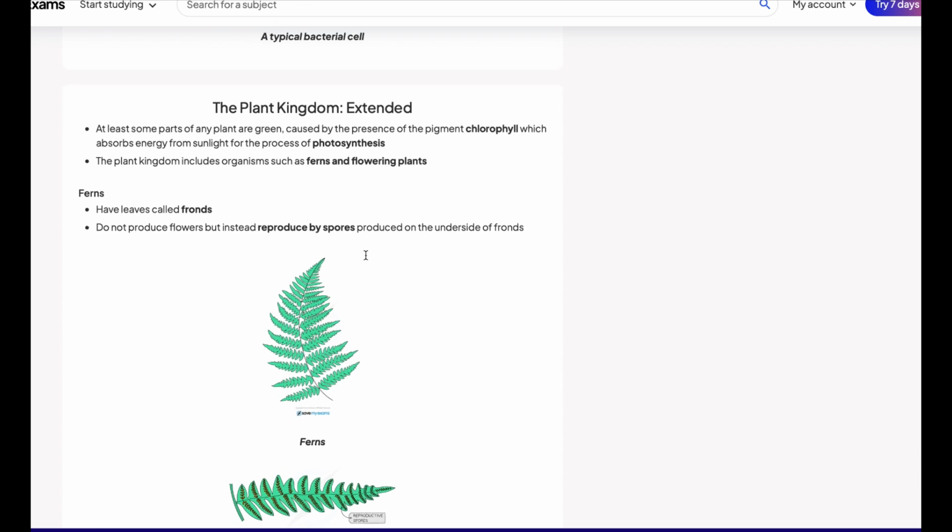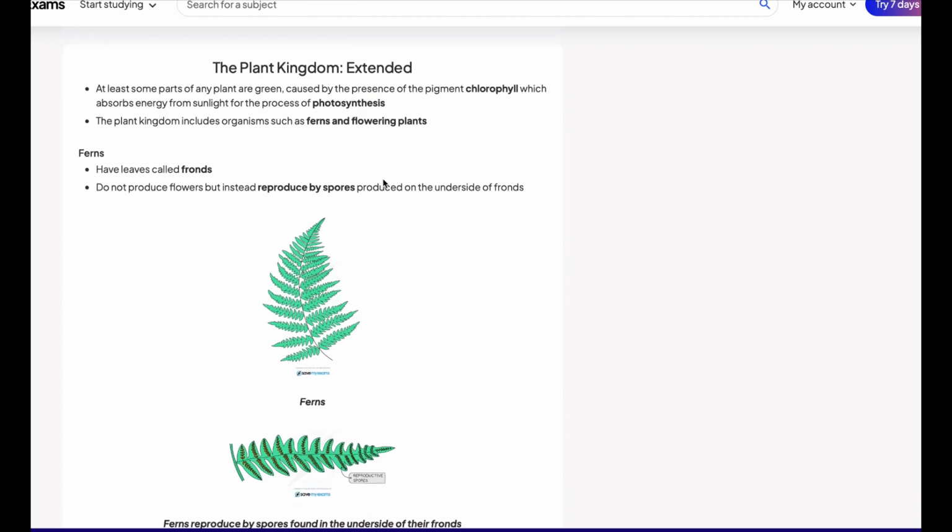Now the plants, let's quickly round up with the plants. We started with the animal. At least some plants are multicellular, and most of the plants are green, caused by the presence of chlorophyll, the green pigment found in the chloroplast of the cell that traps the sunlight energy for photosynthesis to take place. The plant kingdom includes organisms such as the fern and the flowery plant.